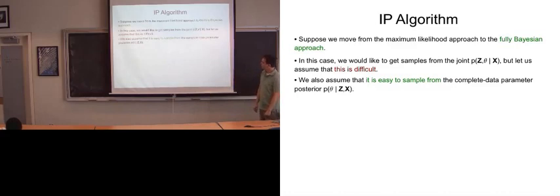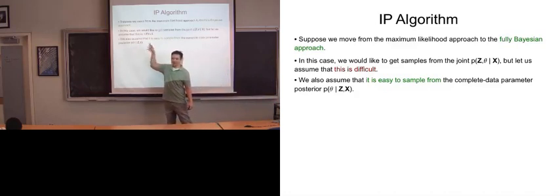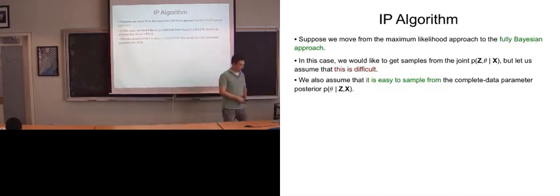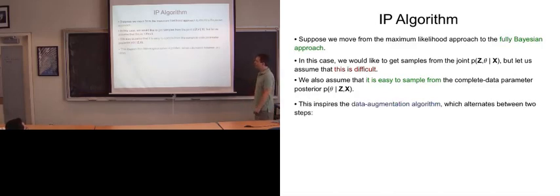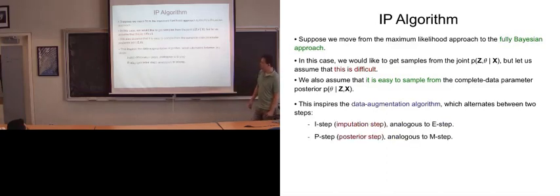What we're going to assume is that it's easy to sample from the posterior of the parameters given the latent variables. Think of a mixture model. If I tell you which component each data point comes from, sampling from the posterior of the means or the covariances becomes easy, particularly if you're using conjugate priors. And this inspires the so-called data augmentation algorithm, which alternates between two steps. There is an imputation step, analogous to the E step, and there is a posterior update step, which is analogous to the M step.